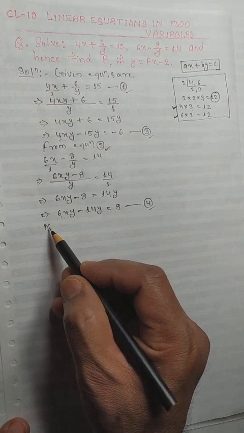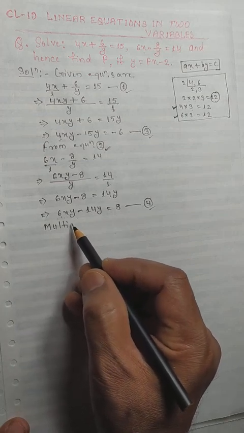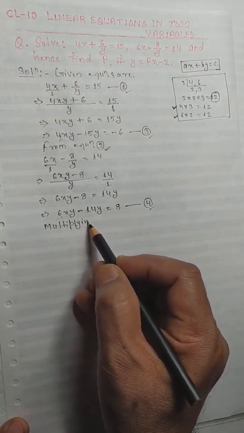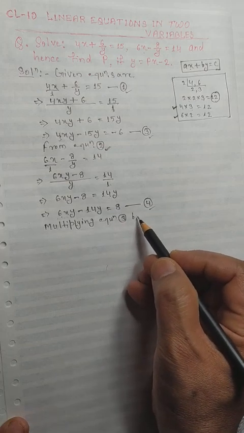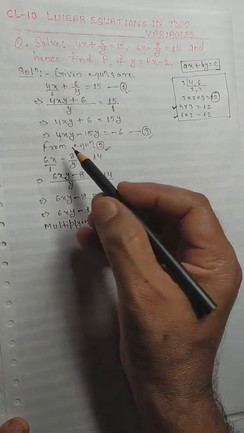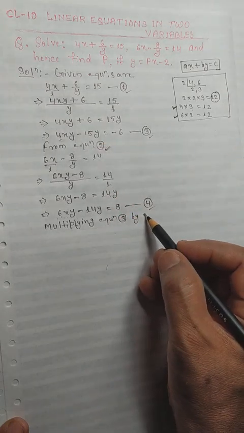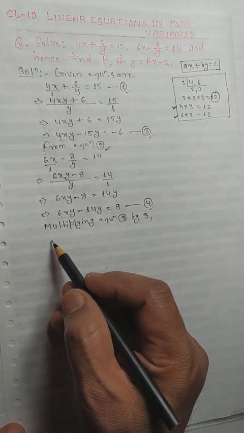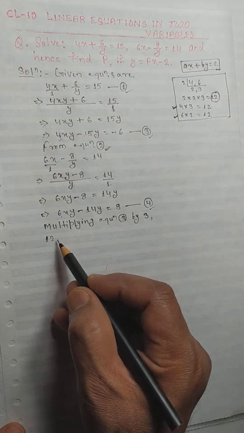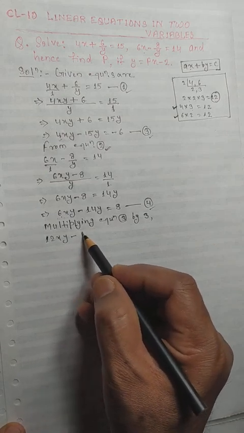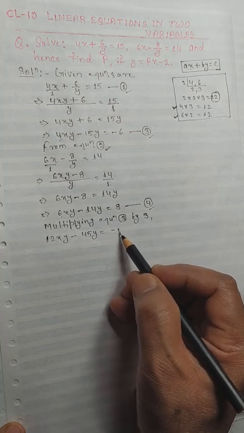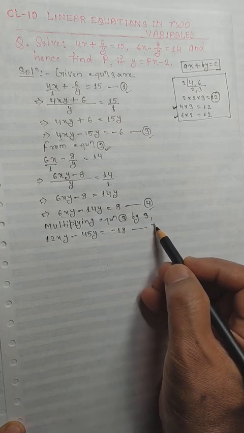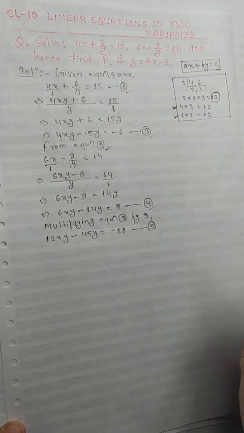Let's write down that multiplying equation 3, by what will we multiply? 4 is there. To make it 12, we are multiplying by 3. So we will get 4 3s are 12xy, 15 3s are 45y is equal to 6 3s are minus 18. We get a new equation, mark it with another new number 5.